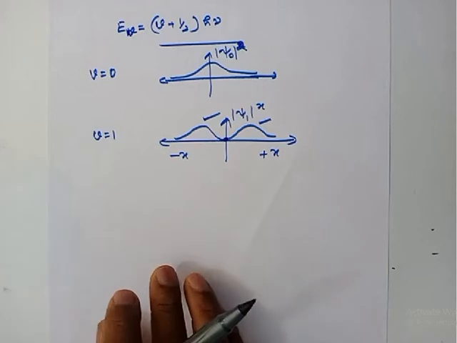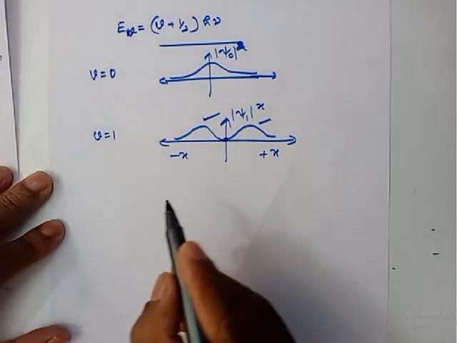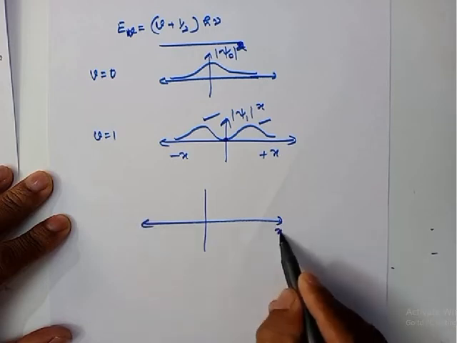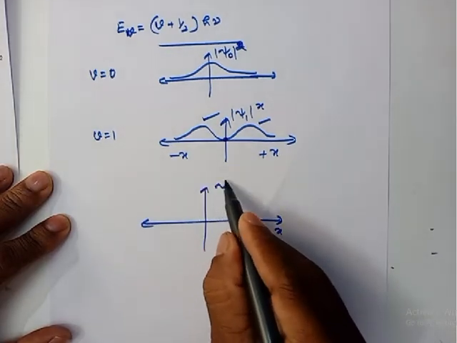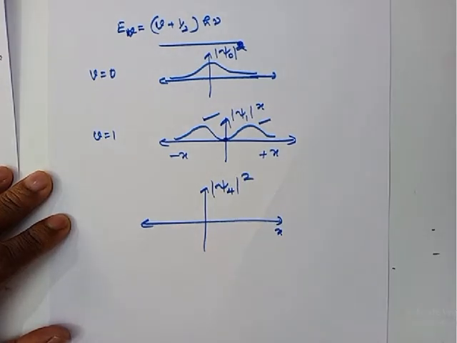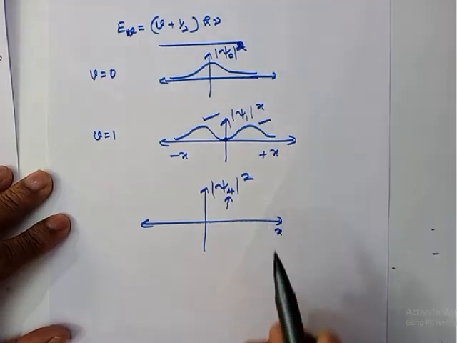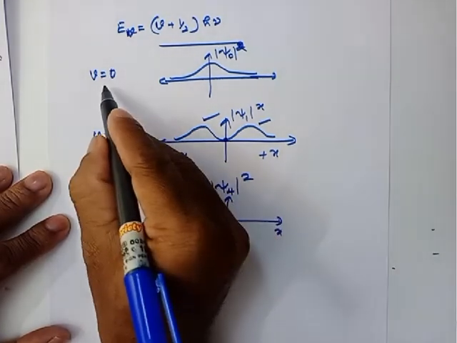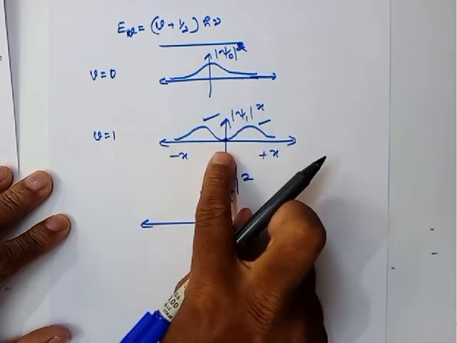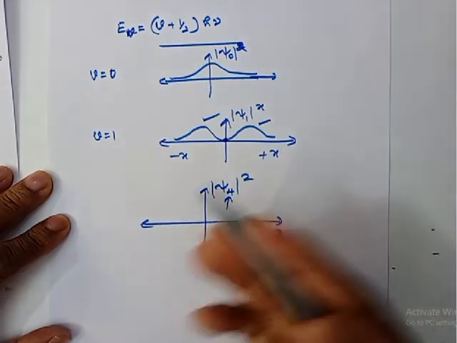Then here it is given, if I plot psi 4 square, students observe carefully, how many peaks will we get? The v value is 4 here. Therefore, if v equal to 0, I'll get 1 peak. If v equal to 1, I'll get 2 peaks. If v is equal to 4, I'll get 5 peaks.